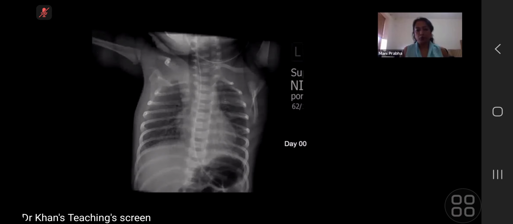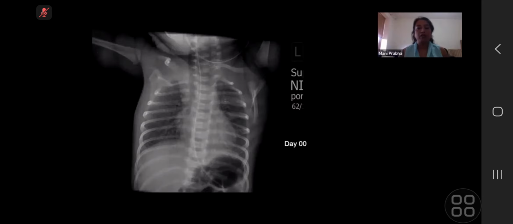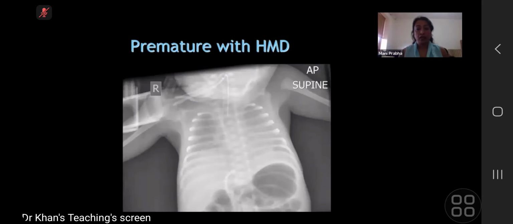Okay, it's day 0. Would correlate with the birth history. If there was any complications, or if it was a traumatic birth. If it was a premature child, then it will again be hyaline membrane disease. Yes, that's correct. And that's another pattern of hyaline membrane disease. And so this was indeed a child. The first one was preterm infant with hyaline membrane disease.